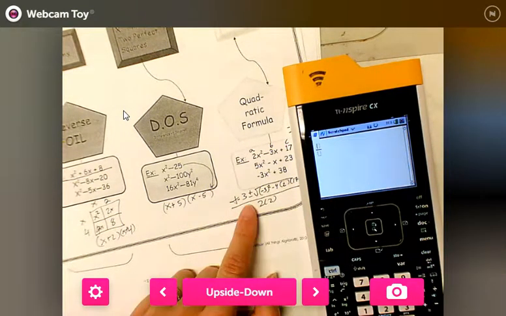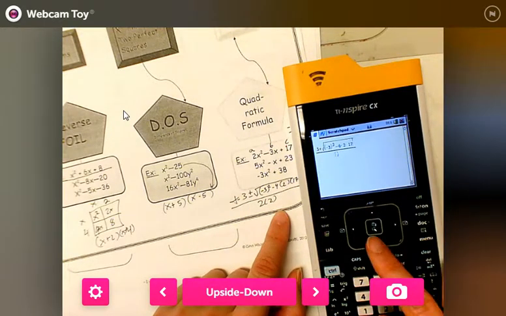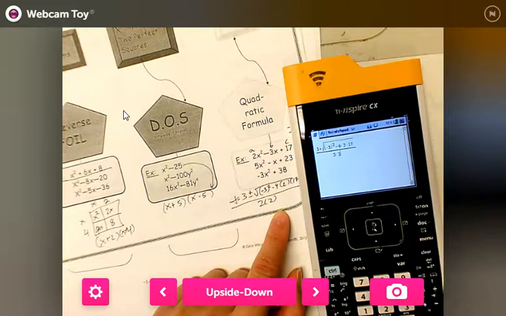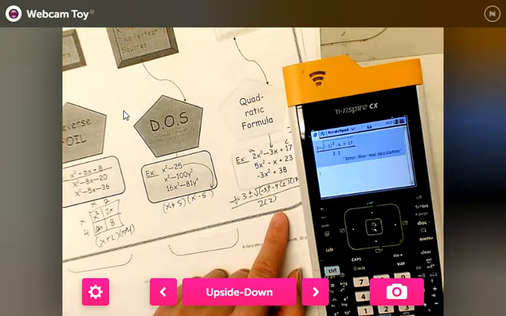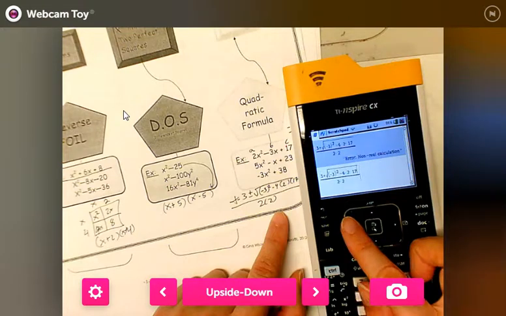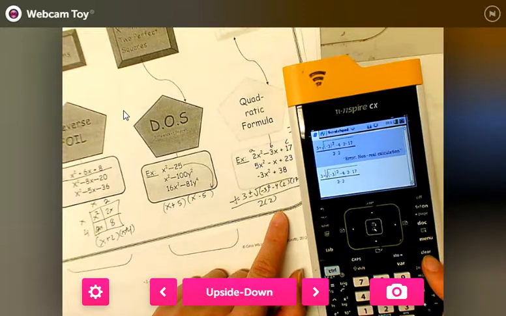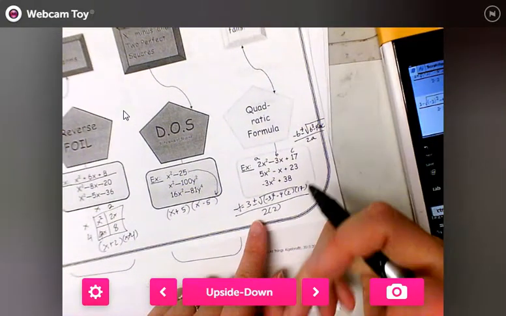Then I'm going to put 3. I'm going to use just the plus sign first. And then square root. And I put in parentheses negative 3 squared minus 4 times 2 times 17. And then I go to the bottom and I put 2 times 2. So I'm going to end up with, oh, it's not real. So there's one that doesn't work. Do it again. Minus, this is a bad one because it has no real answers.